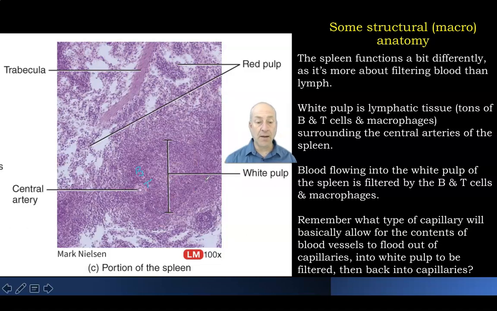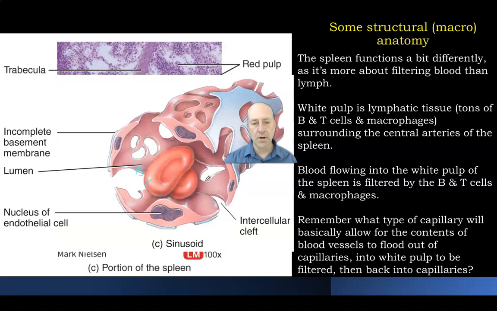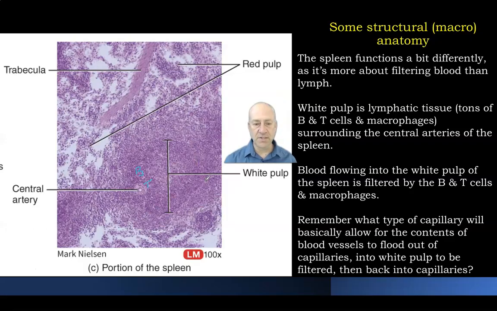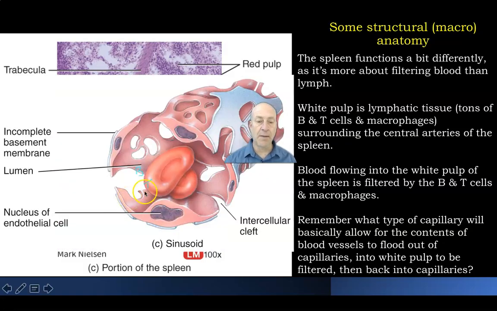And sinusoidal capillaries. It's all about sinusoidal capillaries, right? What type of capillary is going to be sitting here around this artery, and as the blood flows into the spleen, it's going to be sinusoidal capillaries, and that's going to allow all the constituents of the blood to flow out into the white pulp, so that you can get to work filtering the blood in the white pulp. And that's going to be really, really important.